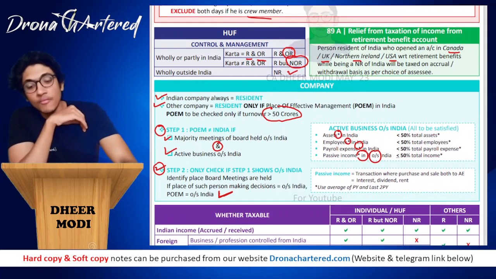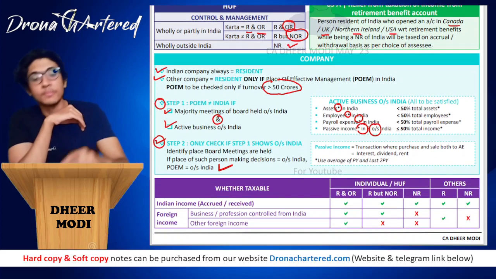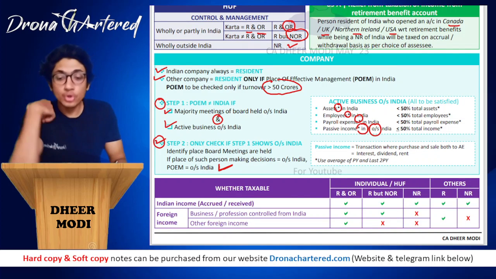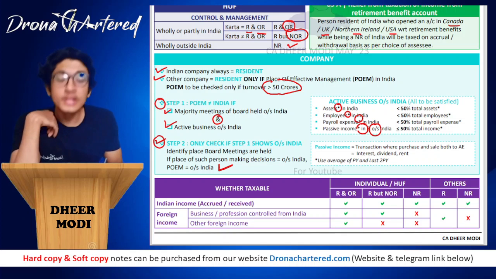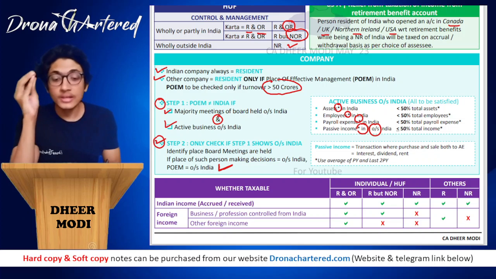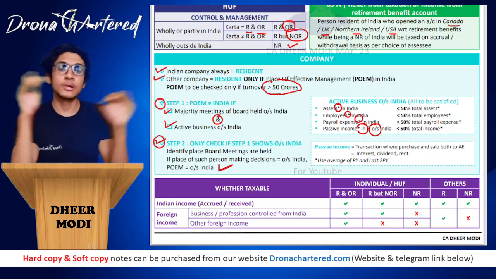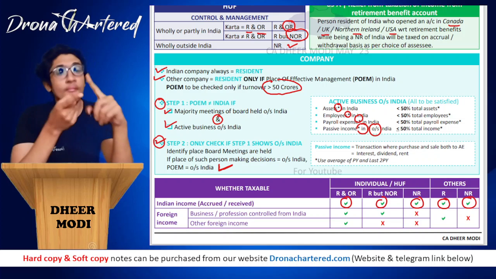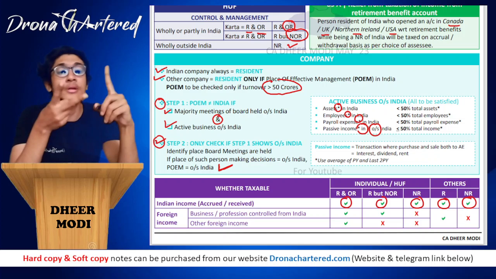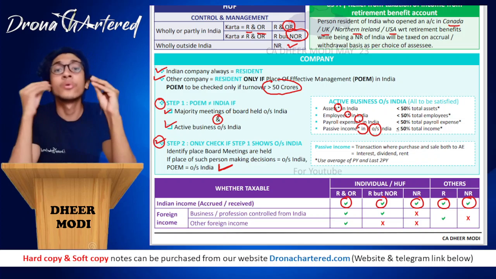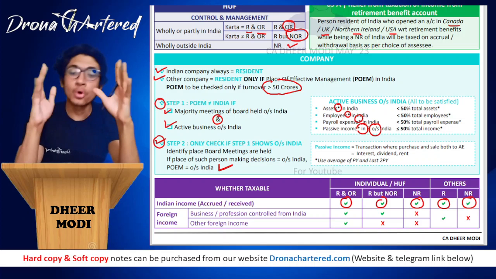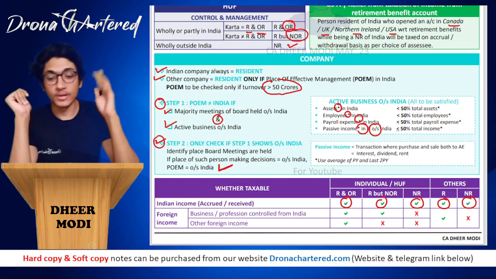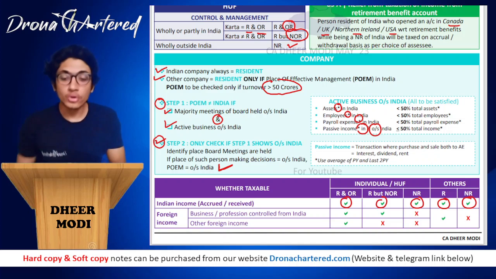Okay, next is what income will be taxable to what people. So I made this into a table format. Your Indian income, whether accrued or received, will be taxable to everybody. Basically you have to remember that Indian income is taxable to everybody, whether you are resident and ordinary resident, not ordinary resident, or non-resident. I don't care. Indian income, whether accrued or received, will always be taxable to everyone. Now next, confusion only comes for your foreign income.